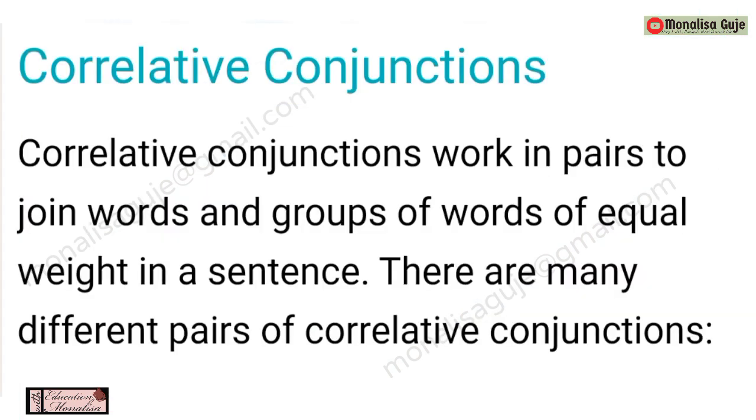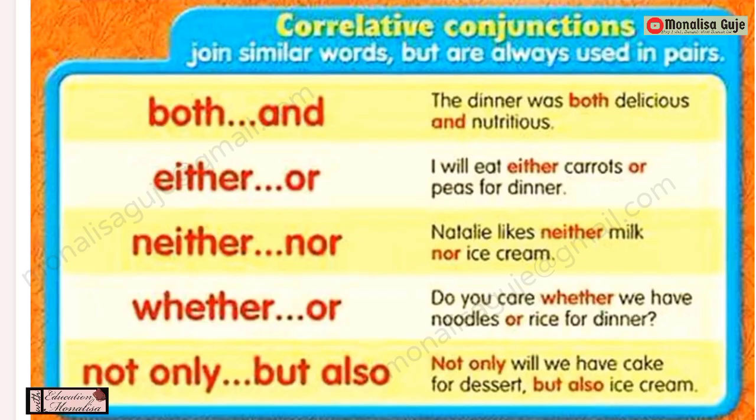After this comes the third one, correlative conjunctions. Correlative conjunctions work in pairs to join words and groups of words of equal weight in a sentence. There are many different pairs of correlative conjunctions. This is very easy. Can you see? Both and, either or, neither nor, whether or, not only but also. Examples: the dinner was both delicious and nutritious. I will eat either carrot or peas for dinner.